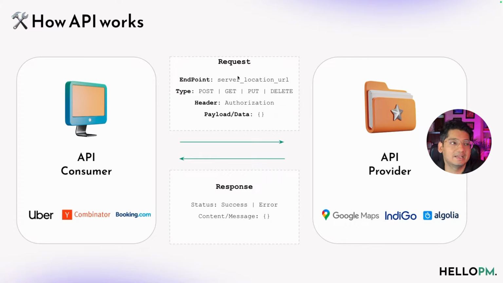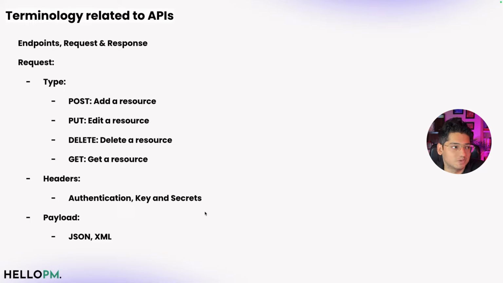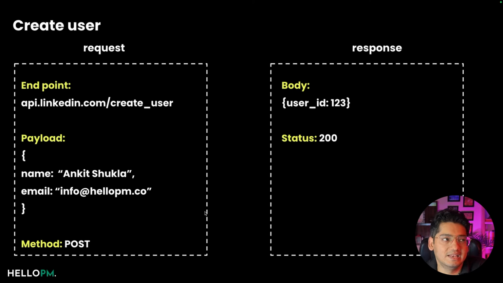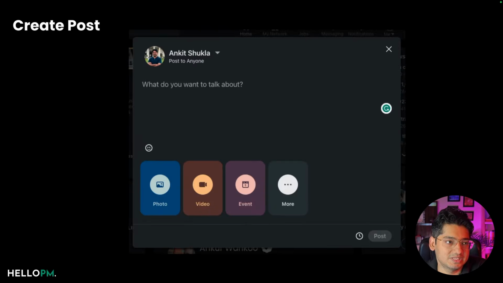The request will contain the endpoint, type, header, and payload, while the provider will go ahead on the basis of the request and send the response, which contains the status and also the content of the message that is delivered as a result. Whatever has happened at the backend of the provider, the API consumer does not have to think about. It will just send the request in a particular format and then receive the response in a particular format. And we have taken the example of LinkedIn's internal API so far. So this has been the revision.